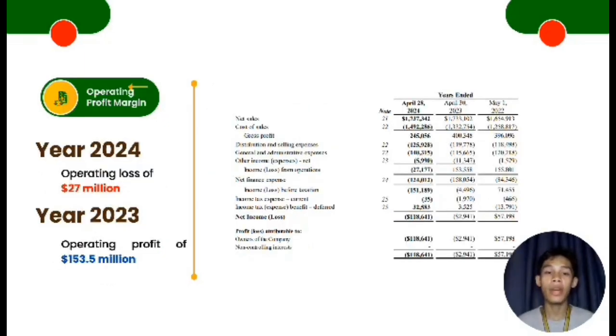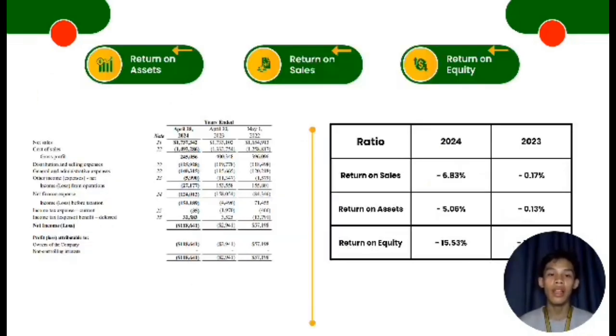The company also shifted from an operating profit of 153.5 million in 2023 to an operating loss of 27 million in 2024, as I projected on my screen, which we can see in their income statement. So this result shows a decline in profitability due to either increased costs or lower revenues, as I said earlier.